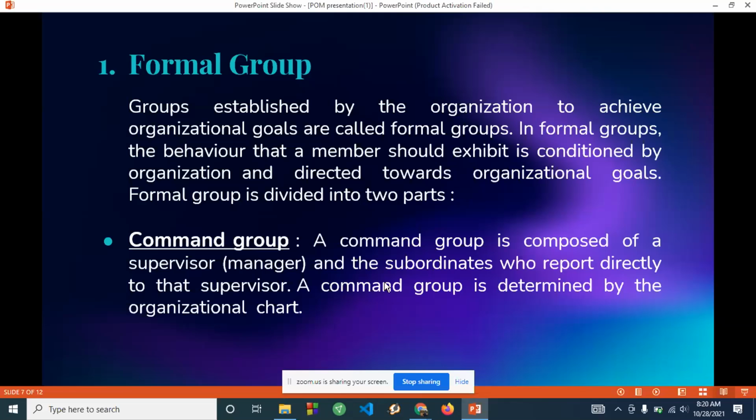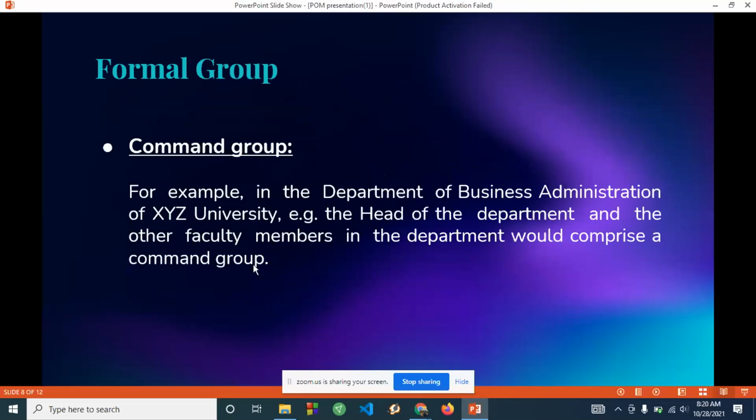Let's take an example of a command group. For example, in the Department of Business Administration of XYZ, a head of department and other faculty members in the department will comprise a command group. They form a group and work together to achieve certain goals of the organization. Their positions are different, but they have certain goals and certain roles also. So this formation of group is a formal group.